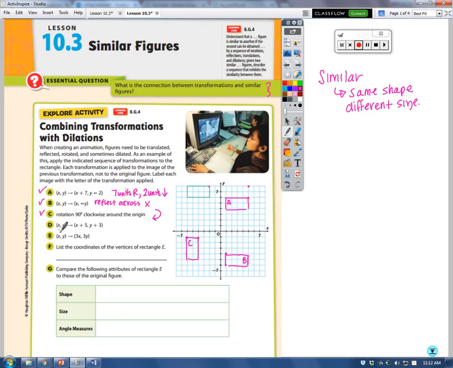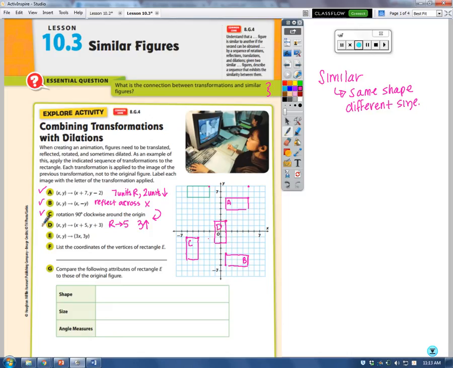My next transformation is another translation. I'm going 5 units right, and I'm going 3 units up. Okay, so I'm going to take this point right here and I'm going to go right 5. 1, 2, 3, 4, 5, and up. 1, 2, 3. And that's going to be rectangle D.